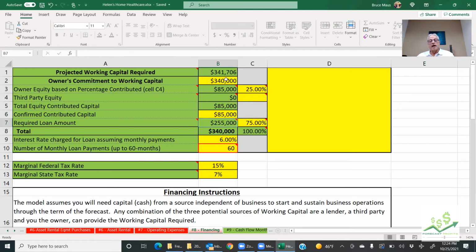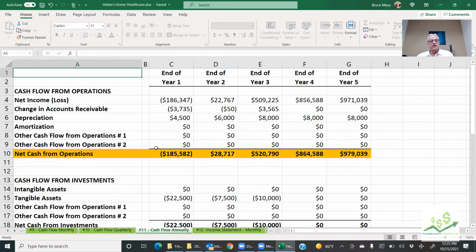Now you know how much operating capital it's going to require to operate your business during the term of the forecast. This is now automatically incorporated in your forecast, which includes principal and interest payments. Below, you can enter your marginal tax rate, both federal and state, which is also included in the forecast. The financial statements are expressed monthly, quarterly, and annually. So I'm just going to take us to the annual financial statement.